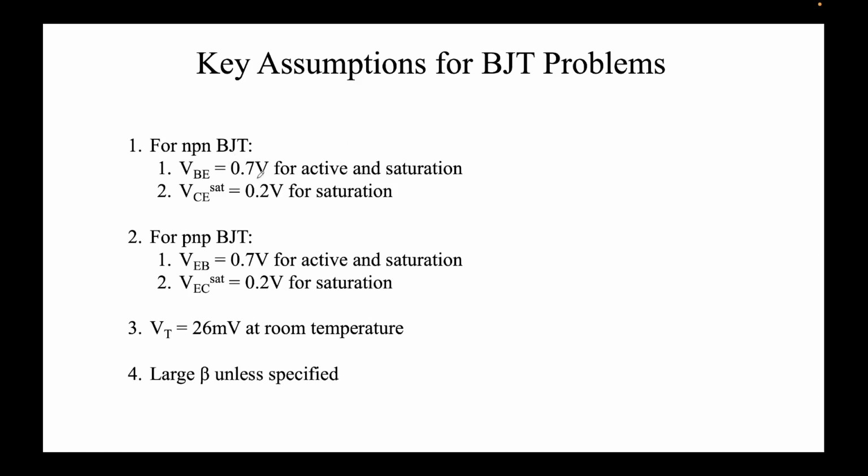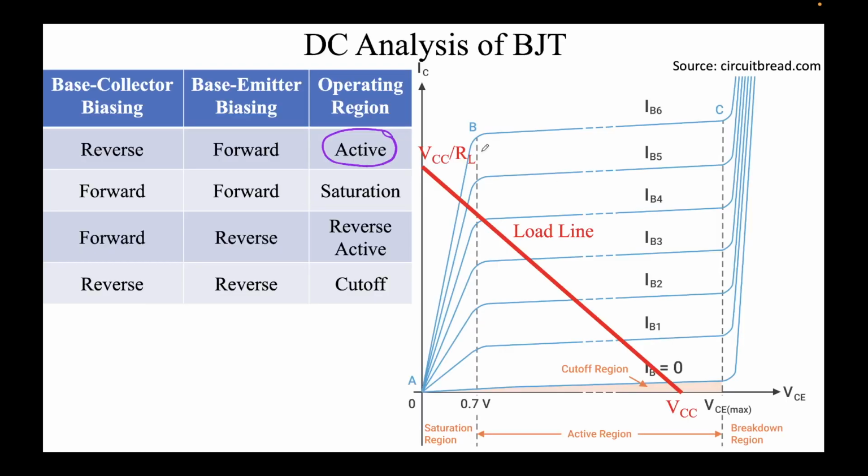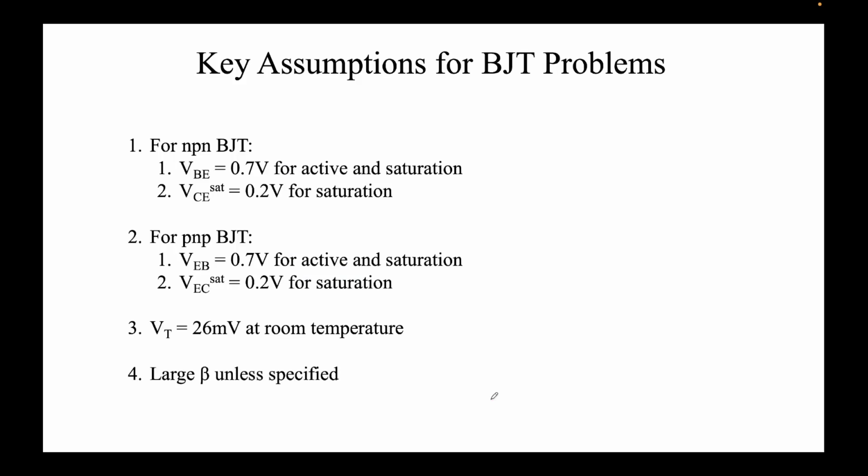For active mode, as I told you, the base-emitter is forward biased, so that's 0.7 volts, and to enter into saturation, VCE has to be 0.2 volts. You can see that point B is the meeting point between saturation and active, so there is some voltage. In this case it's given as 0.7, but for our problem it says to take it to be 0.2, so we'll assume this to be 0.2 volts.